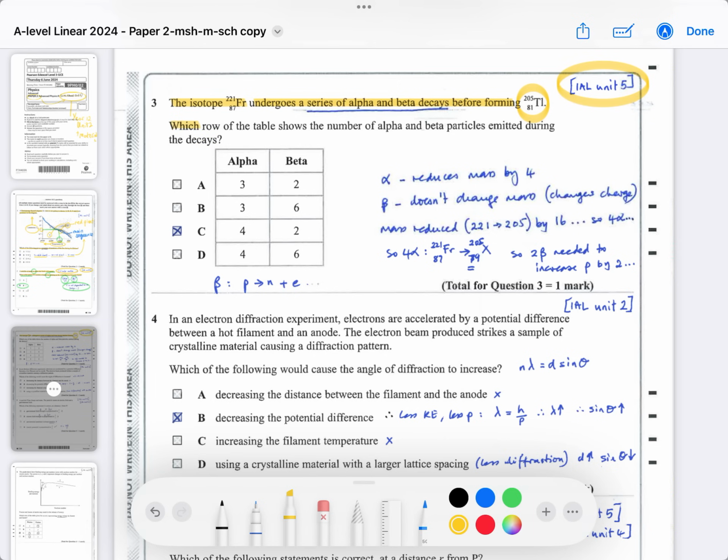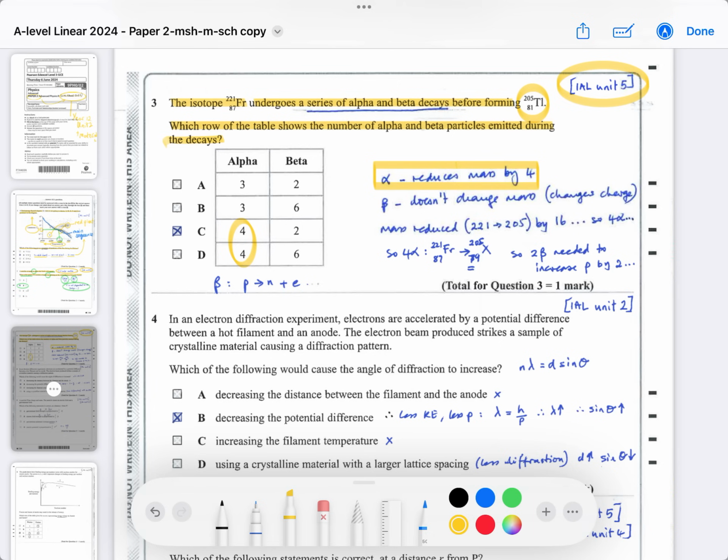Which row of the table shows the number of alpha particles and beta particles emitted during these decays? So the subsequent decays. Alpha reduces the mass by 4, and the mass has gone from 221 to 205. That's a reduction of 16, so it's going to be 4 alpha, because beta does not change the mass.